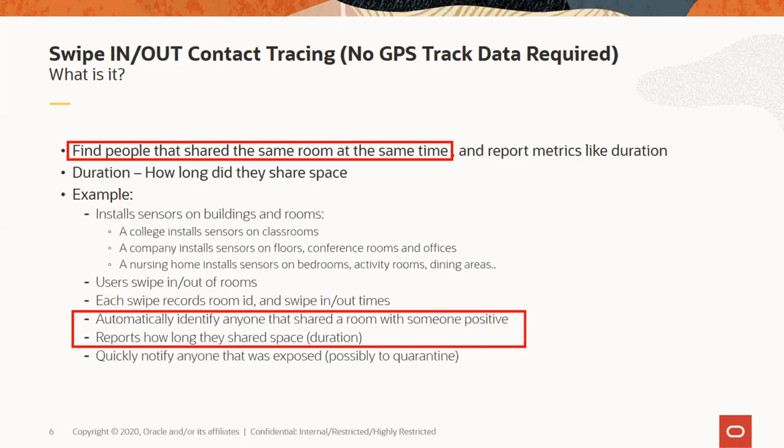And the key is swiping in and out when you enter and exit these rooms. So then you can do analysis on this later, time overlap analysis, to see what users shared space and for how long, right? The API automatically will identify anyone that shared a room with someone positive, for example, and report how long they shared that space, the duration. What do you do with that? Once you know someone has been exposed, you might want to quickly notify anyone that was exposed to possibly quarantine.